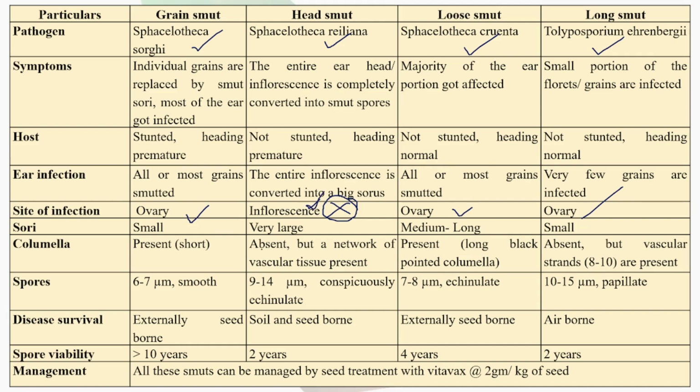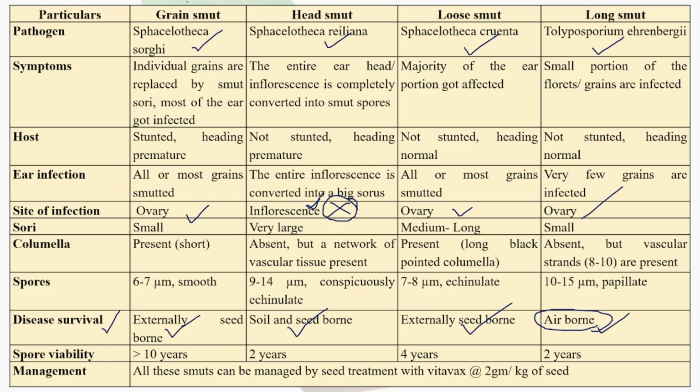This is another important point. Another point is disease survival. How does it survive? Grain smut survives as externally seed borne. Head smut survives as seed borne and soil borne. Loose smut is externally seed borne. But there is only one smut that spreads by air, that is long smut. Long smut survives and spreads through air.